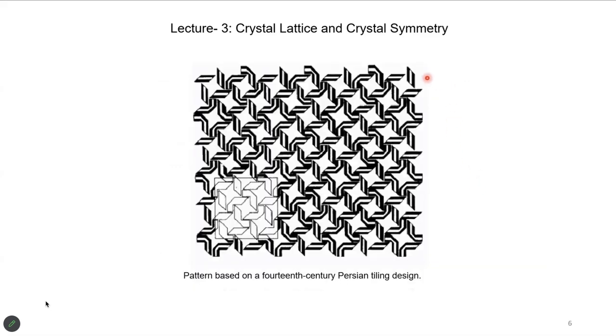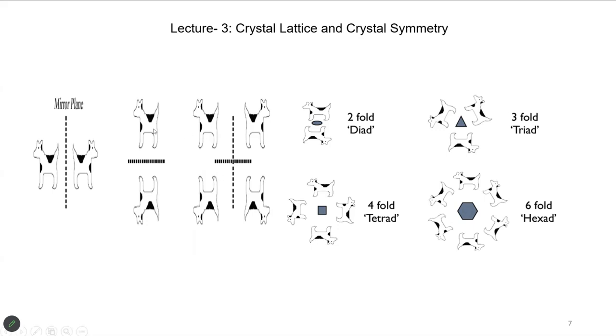Well, you see that this is a Persian tiling design. It has wonderful symmetry. But when the Persian tiling design was made in the 14th century, people probably would not know very much about symmetry. In these slides, if we place a mirror here, you can see that we see the identical object.